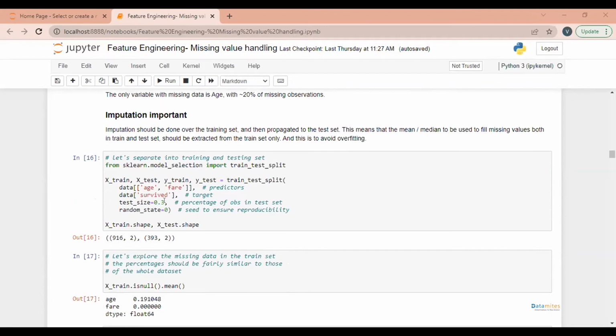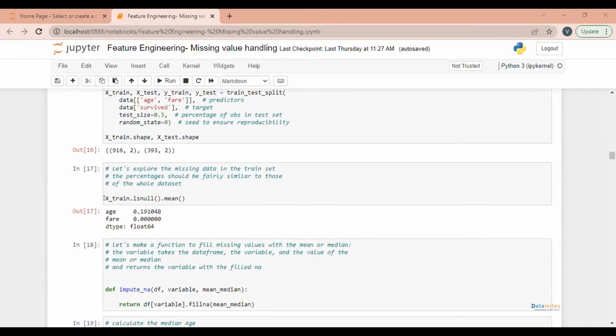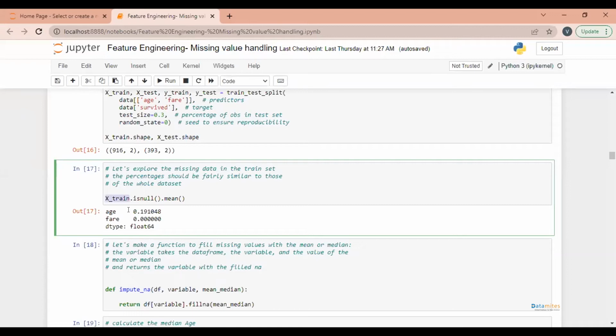Right, so let's do that. We have split it up first, and for the training dataset, we'll be analyzing the median first. This is the percentage of missing data in age and fare for the training dataset. So we can see around 19% of our data in the training set is missing.